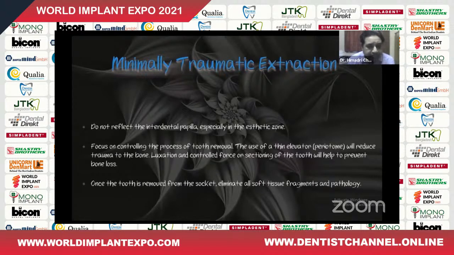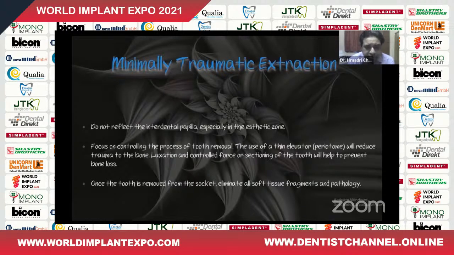Number one is to focus the control on the process of tooth removal. Use thin elevators, and most of the time we use the periotome to minimize trauma to the bone. We use controlled luxation and very controlled force, or even for the molars, we need to section the tooth to prevent bone loss. So we section the tooth and extract it in pieces.